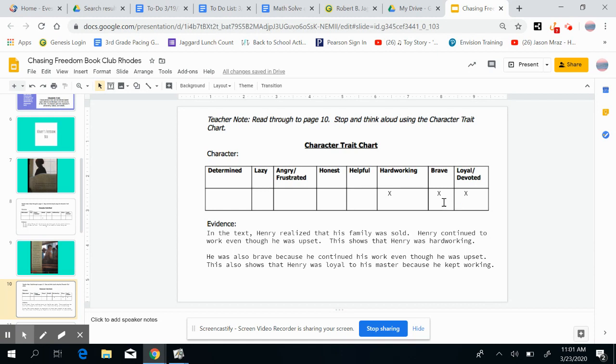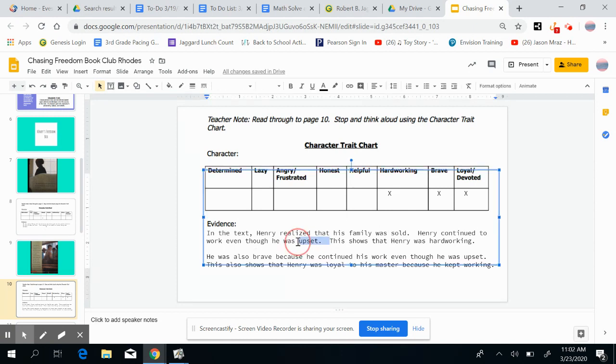I could have only chosen 1, as long as you have evidence that supports and explains your character trait. Okay. And if you notice, I use sentence starters such as in the text, which we have practiced a lot this year. You should be able to do that as well. And you want to also, we talk a lot about explaining that evidence. So here's my evidence from the text. So my evidence in the text is, it says, in the text, Henry realized that his family was sold. Henry continued to work even though he was upset. So if you see this, I'm just going to highlight it for a second, if I can.